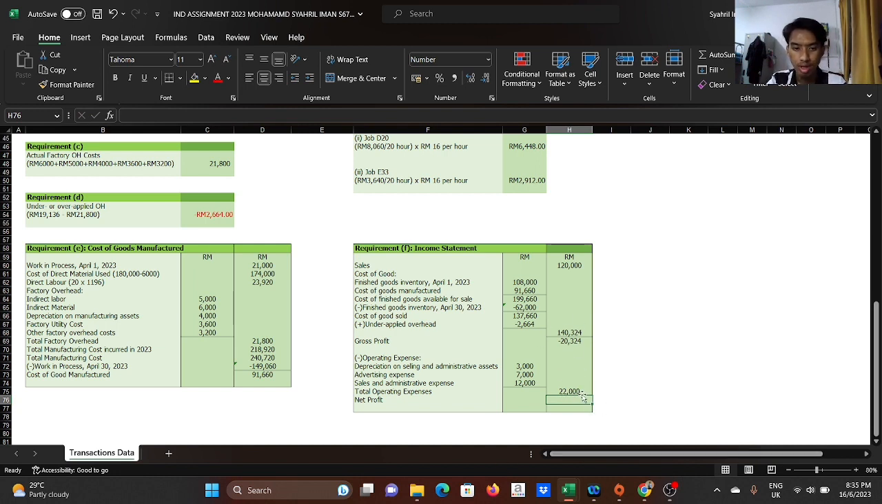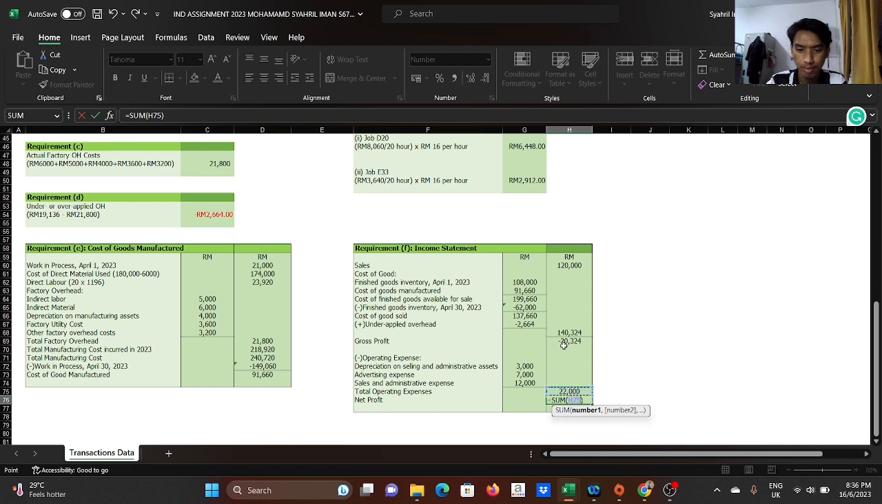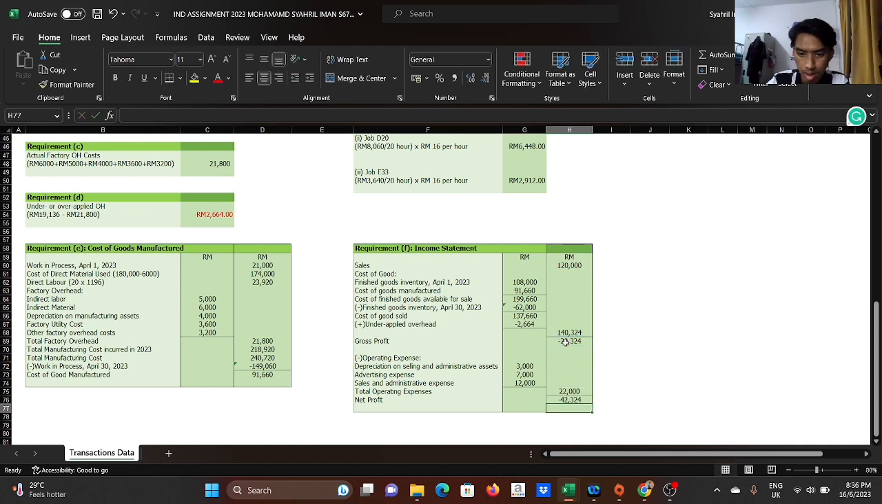Lastly, to get the net profit, we need to compute these two amounts, and we get the net loss, which is 42,324.